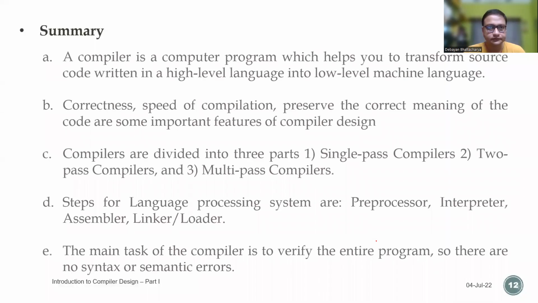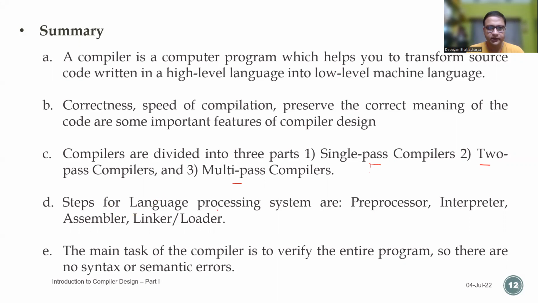So, summary of today's lecture. At first, a compiler is a computer program which helps you to transform source code written in a high-level language into a low-level machine language. The next one: correctness, speed of compilation, and preserving the correct meaning of the code are some important features of compiler design. The third one: compilers are divided into three parts according to how they traverse our source code. The first one is the single-pass compiler, the second one is the two-pass compiler, and the third one is the multi-pass compiler.